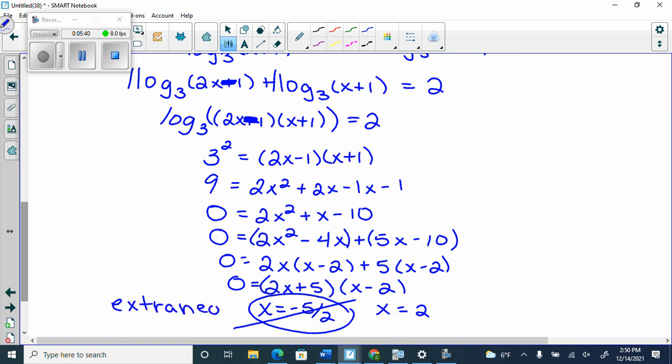Then I try the 2. Sometimes both are extraneous, sometimes neither are extraneous. You just have to check. Take the 2, plug it back. 2 times 2 is 4. Minus 1 is 3, so that's good. I have to keep checking. 2 plus 1 is 3. That's good. So this is good. Also, y1, y2 would tell me that I was right.